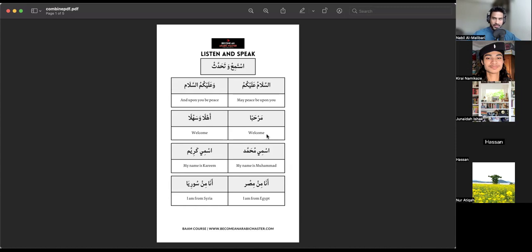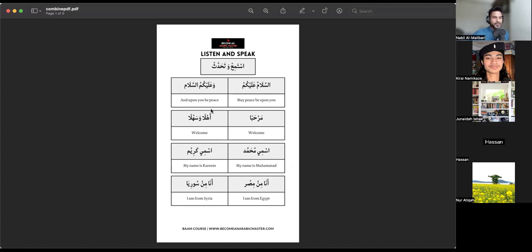Marhaban, ahlan wa sahlan. Ahlan wa sahlan literally means, we don't use the literal meaning, we use the metaphorical meaning, which is welcome. Ahlan means consider yourself a family member. If I say ahlan wa sahlan, I'm trying to say consider yourself a family member of mine. Wa sahl, be at ease, relax. If you want to scratch your head, or check your phone, like how you are with your family, go on. That's the literal meaning.